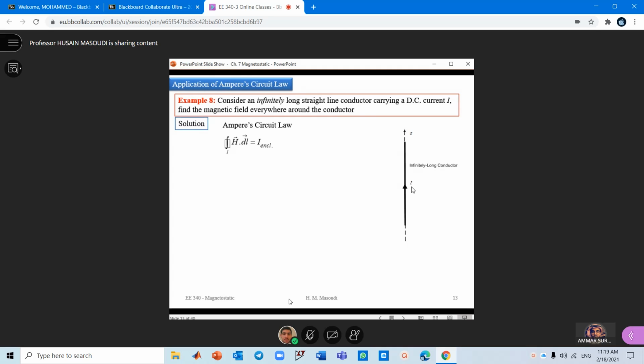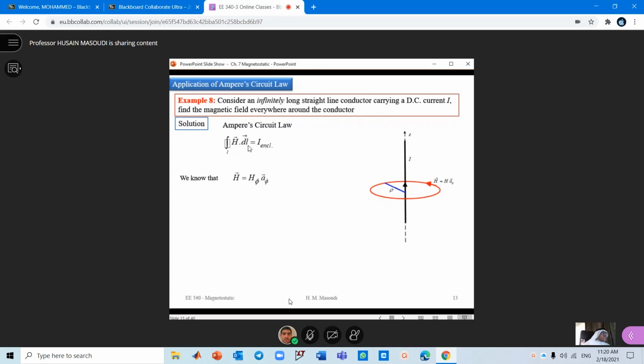Maybe the cylindrical coordinate system, and the direction will be in the phi direction, according to the right-hand rule. Yes, exactly. Then from the physics of the problem, we say that H will have only one component, which is going to point in the phi direction. So this is our phi direction.